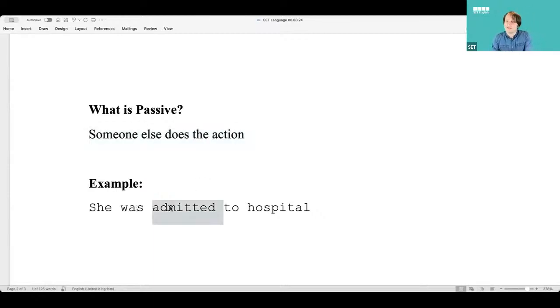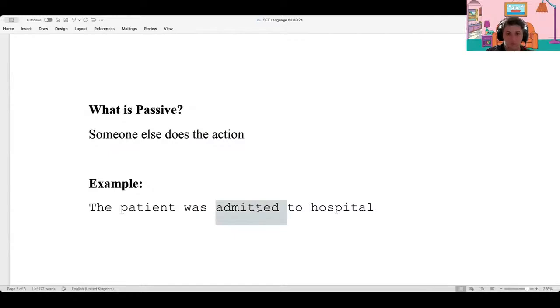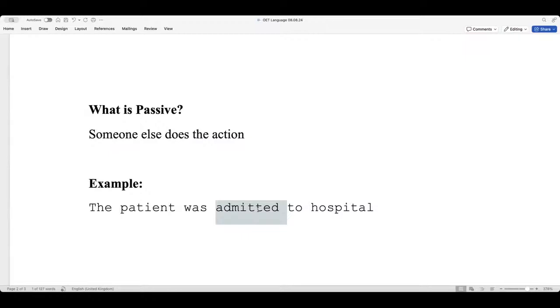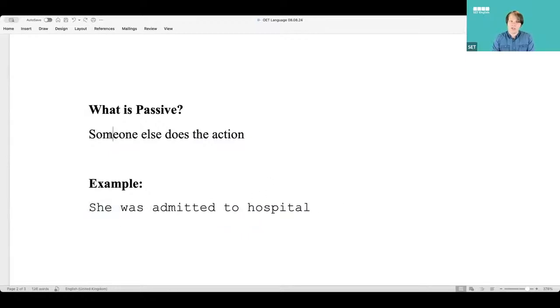Who is admitting? Is it she? She was admitted. This is the patient, right? Does the patient admit, or does the nurse or doctor admit? Who does the action? The health professional, the nurse or the doctor. Someone else is doing it, right? This is what she's saying. Someone else does the action. Okay, I like this. I need a bit more though.